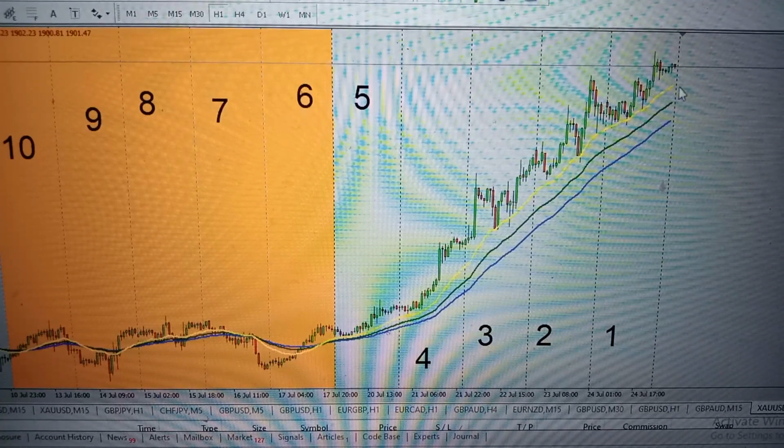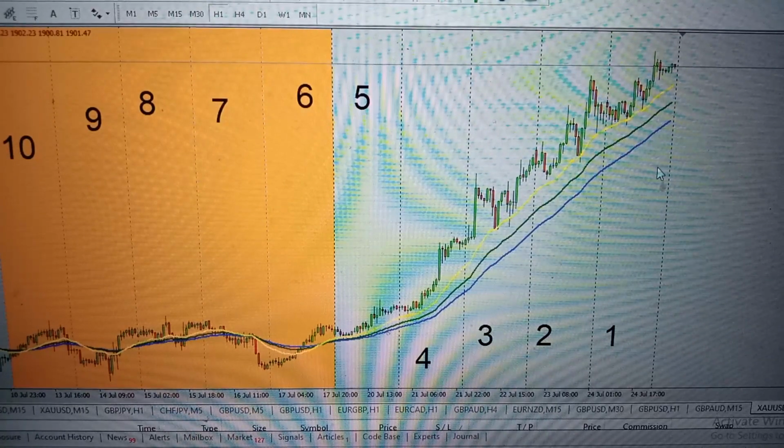until price meets resistance. But in a situation whereby price breaks the 21, closes below the 21, and further breaks the 35, closes below it, and also breaks the 50 EMA and closes below the 50 EMA, we may have a retracement or reversal of price.